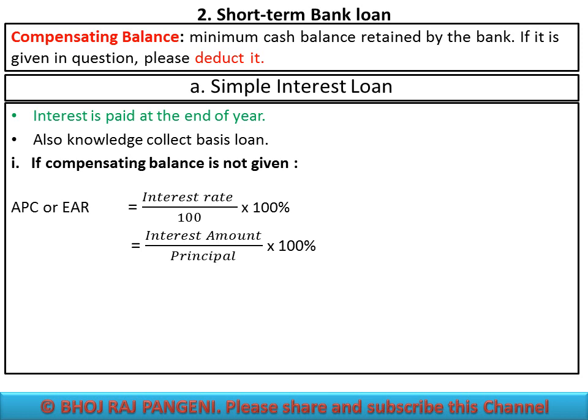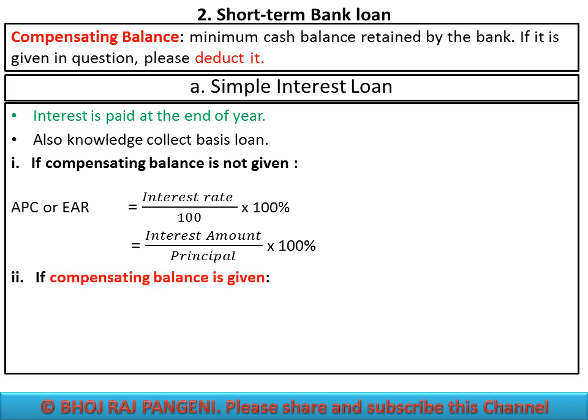Okay. Interest amount divided by principal into 100%. This is the amount formula. You can write only one. You don't have to write both formulas. You have to know the first formula and you have to know the second formula, but the first formula is always easier. You can directly put the interest rate.